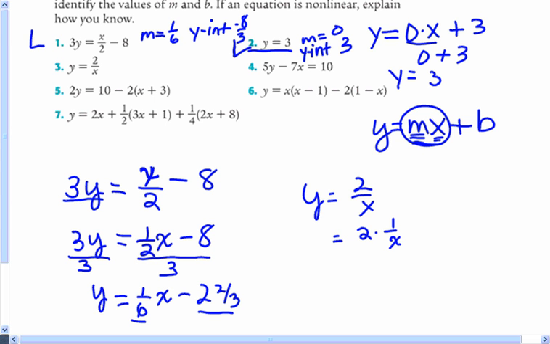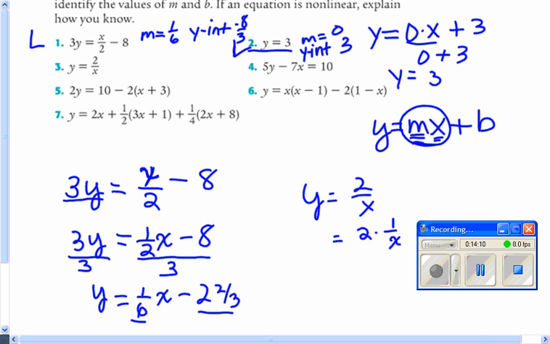Number 4, I'm going to guess it is, just because that one kind of looks like standard form. But let's make sure by changing that into slope-intercept form if we can. I need to pause the video here because I'm running out of time, so we'll continue with part 2.